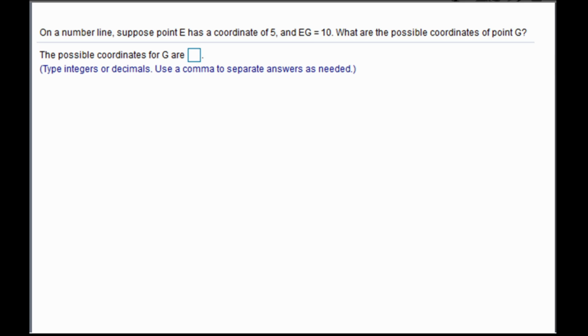So I'm going to do this two different ways. I'm going to start by drawing it because visually a lot of us do better. So I'm going to put my number line here and I'm going to just label E and G. This is one potential, right? That G is to the right of E. Alphabetically, it's that way, so I'm kind of predisposed to do that.